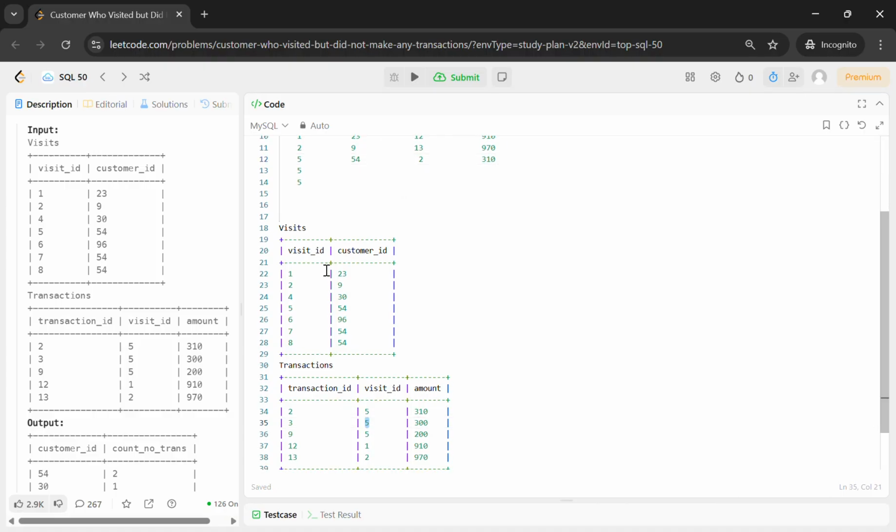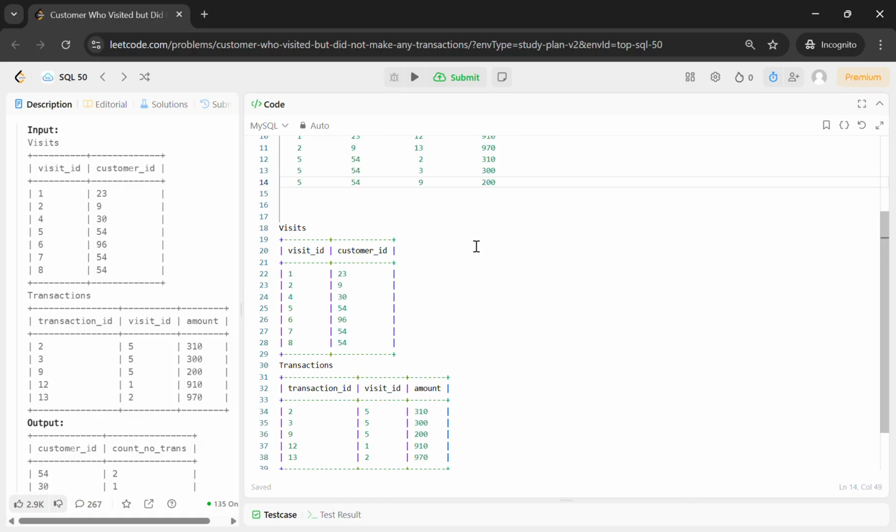Then second time 5 equals 5, the customer ID is again 54. For the third one also the customer ID is 54. The amount is 300. Then 5 equals 5 again, the third entry. This time it is 9 and the value is 200.